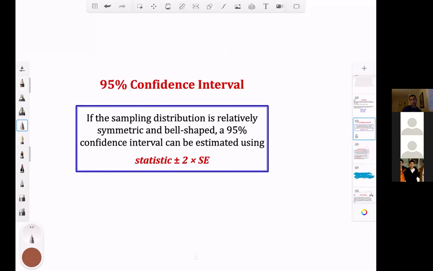So if the sampling distribution is relatively symmetric and bell-shaped, a 95% confidence interval can be estimated by the statistic, that means whatever we calculate from the sample, like standard deviation, x bar, p hat, plus or minus 2 times the standard error. This 2 times the standard error is the same as the margin of error, but in the last question we just added and subtracted the error, while here we have 2 times the standard error. They're different.